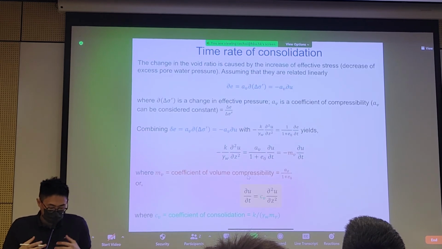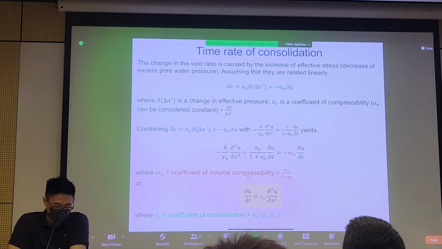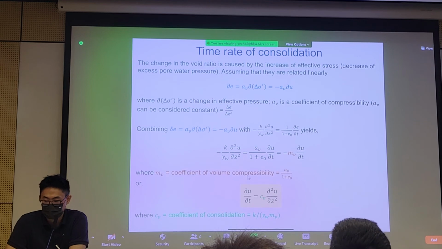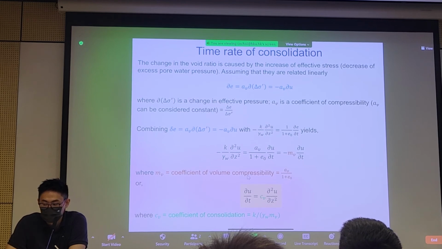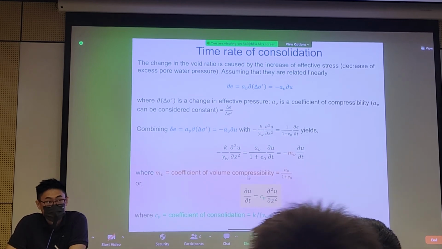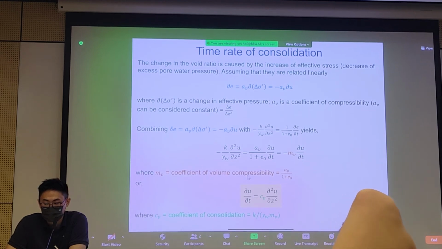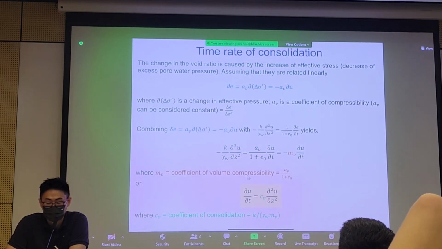So let's try to move towards describing the soil behavior. We know that any change in void ratio will have a linear effect on effective stress. Why? Well, because we know that the total stress is equal to effective stress plus pore pressure. And any expulsion of pore fluid must have some increase in effective stress. And we assume that it's a linear increase, okay?